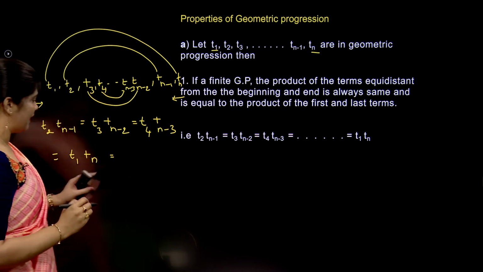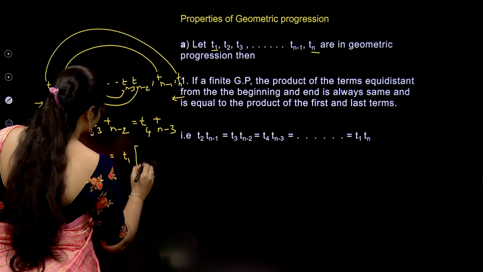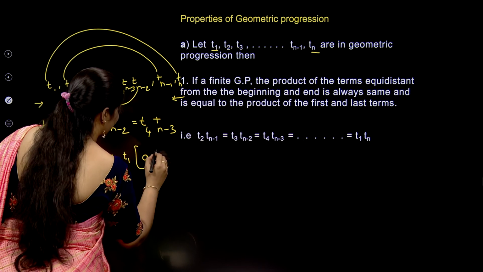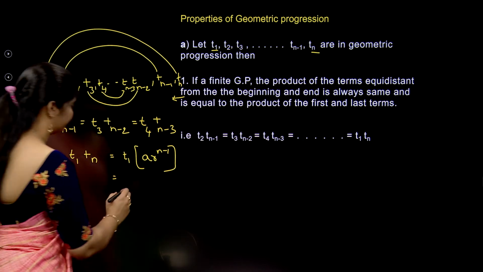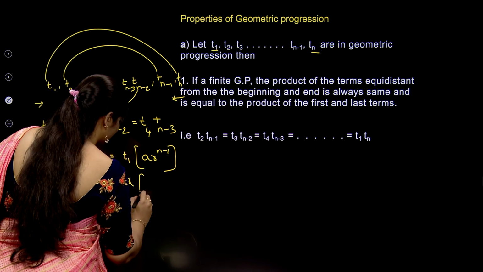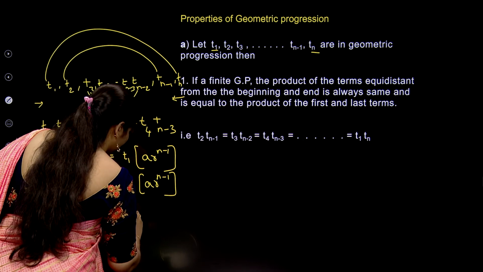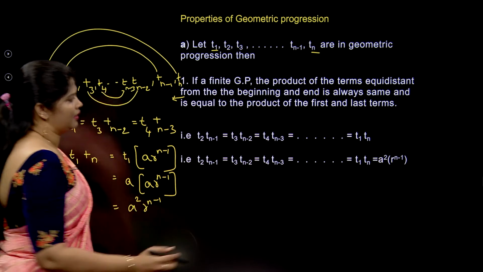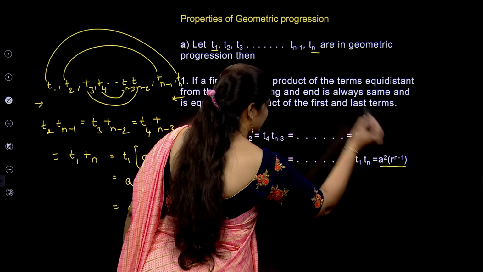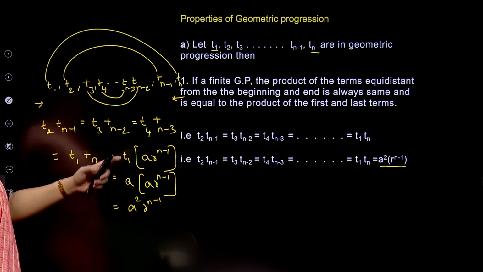What is the Tn formula here? T1 into Tn: Tn is A r power n minus 1, and T1 is the first term A. So A into A r power n minus 1, then A square r power n minus 1. This is our first formula.